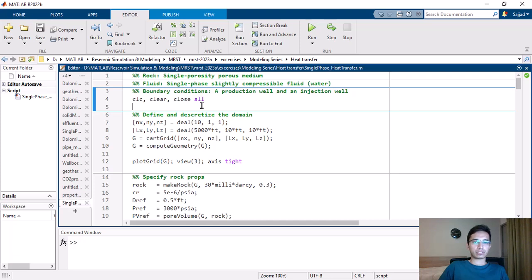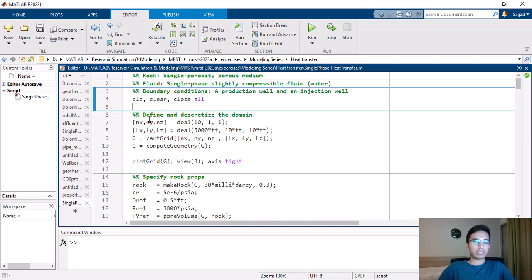And it is considered in this simulation. And the boundary conditions are a production well, an injection well, which I sometimes call internal boundary conditions. And the external boundary conditions, or the conditions that we have at the external faces of the domain or the grid, are no flow boundary conditions. So we don't have any flow at those external boundaries. But we have a production well and injection well in this porous medium.